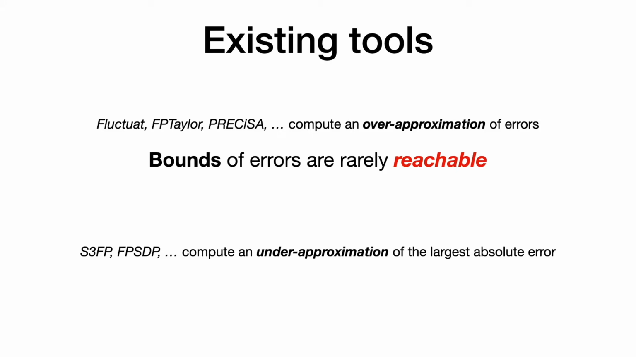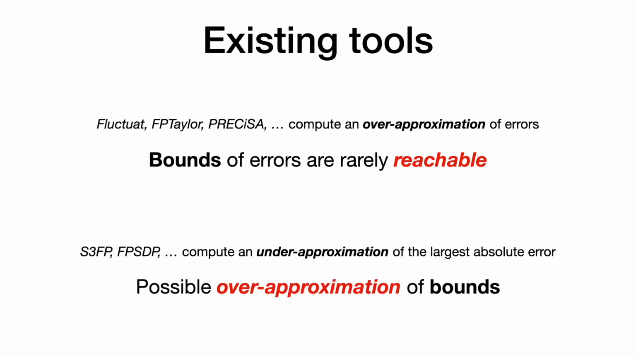We don't know if we are close or far away from them. There are other tools like S3FP or FPSDP that compute an under-approximation of the largest absolute error. Still, they can suffer from possible over-approximation of bounds, which is even worse when the under-approximation is greater than the over-approximation computed by other tools.